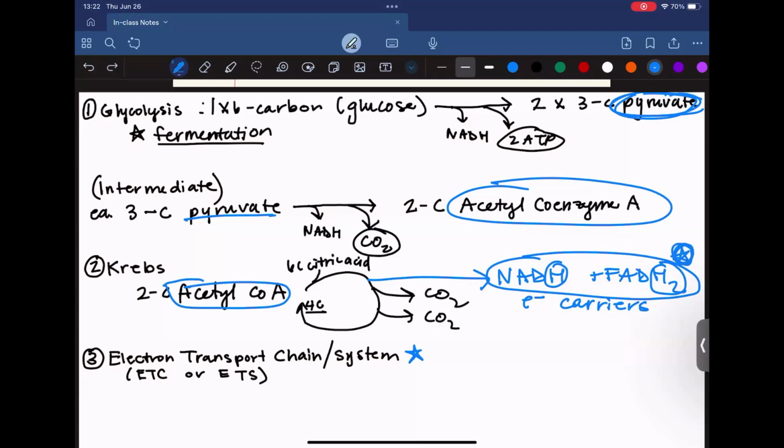So pyruvate we need to get from glycolysis. We made a little bit of ATP. Yay. Like, I don't know what to tell you. Like, yay, a little bit. We made a little bit here too. We made a little bit in the Krebs cycle, ATP. A little bit, like 2.